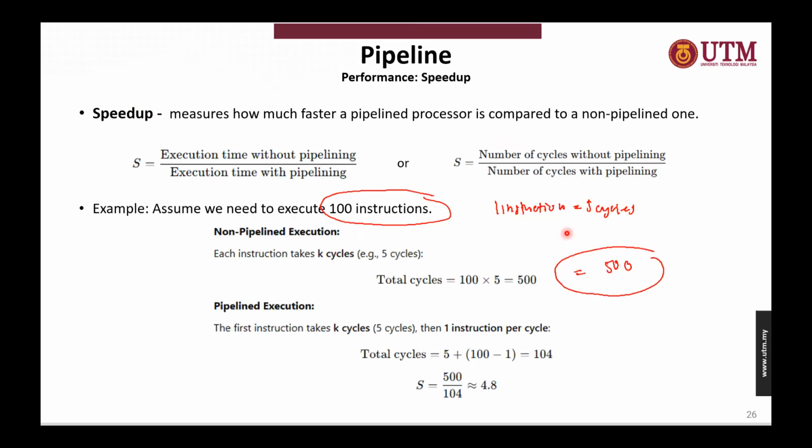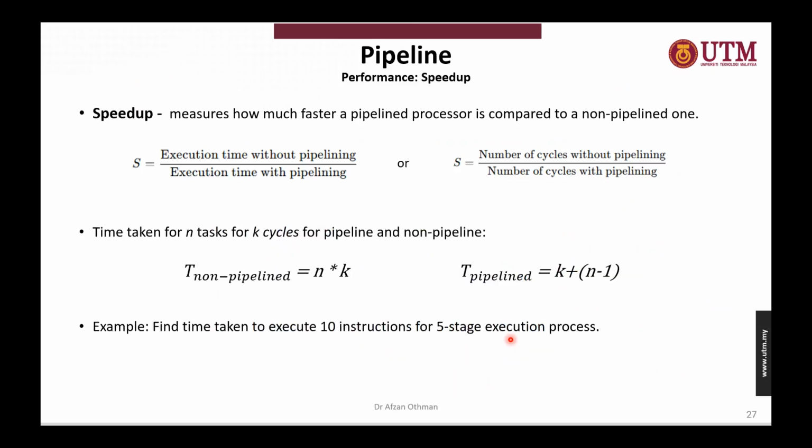Based on this formula, 5 plus 100 minus 1, and then you need to multiply by the time of one stage, which equals how many?